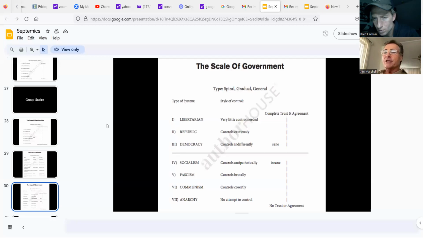Up from that is socialism. Now, socialism controls antipathetically. In a socialist state, there's a lot of antipathy. It's not brutal, but it's antipathetic. They haven't gotten to the point where they're going to start killing people, but there's a lot of antipathy. See, that's why it's insane, because antipathy is insane. When you come up to democracy, now democracy controls indifferently. That's sane, but it's not as good as a republic, which controls cautiously.